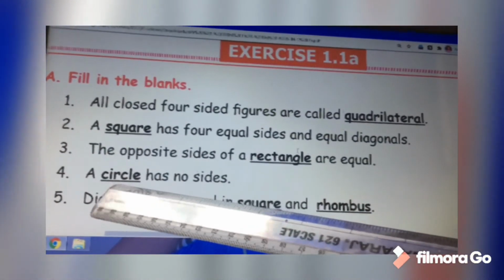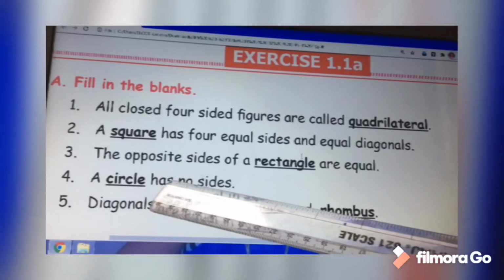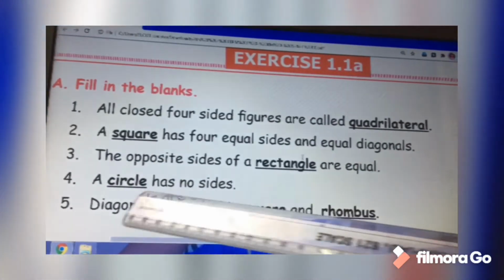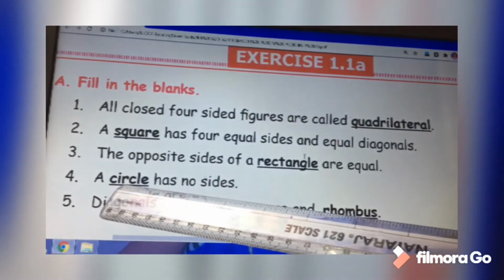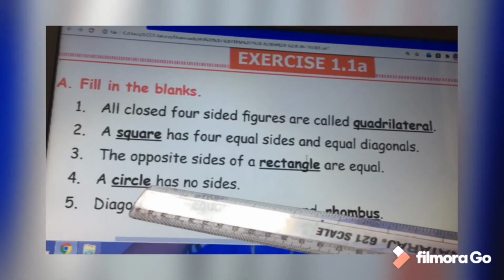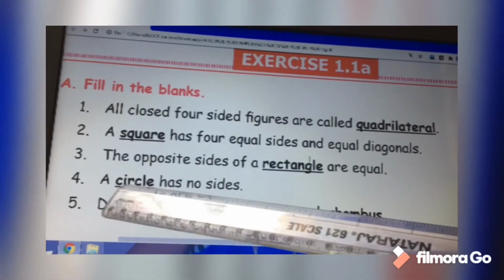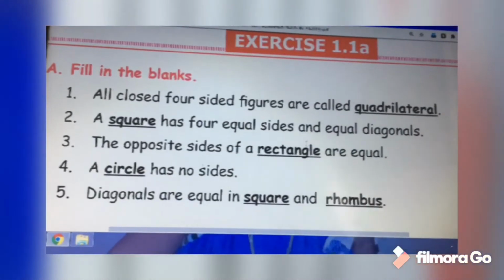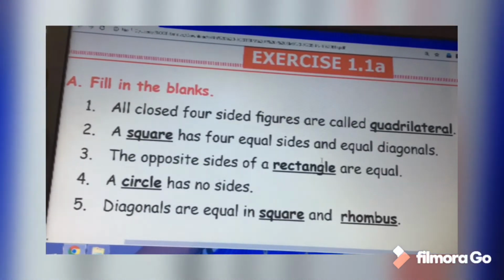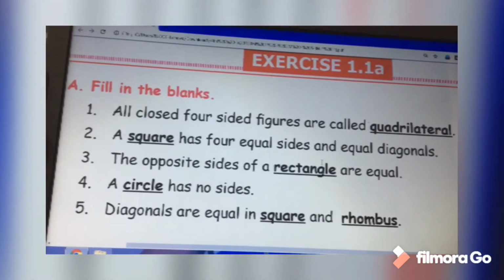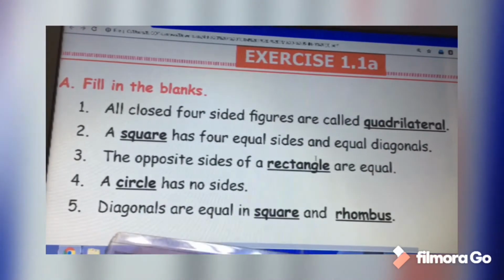Fourth one. A dash has no sides. Yes, circle. Only the circle shape has no sides. C-I-R-C-L-E. Circle. So a circle has no side. It has a full curved line.